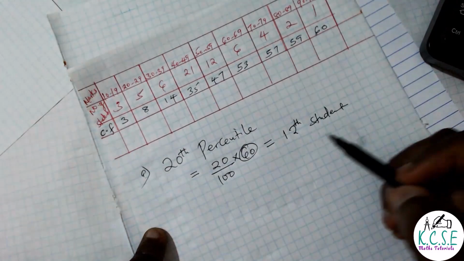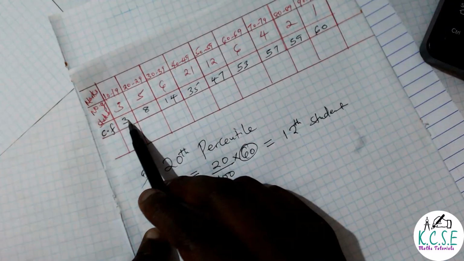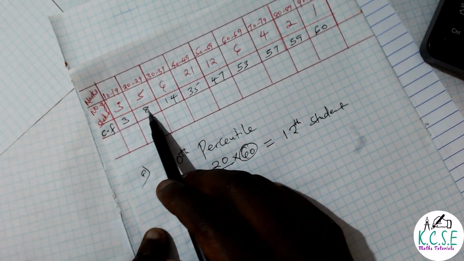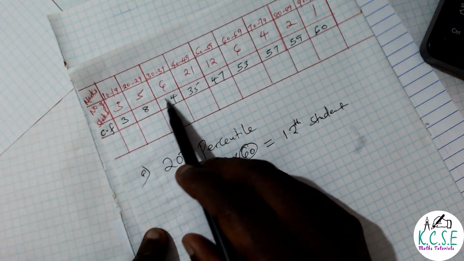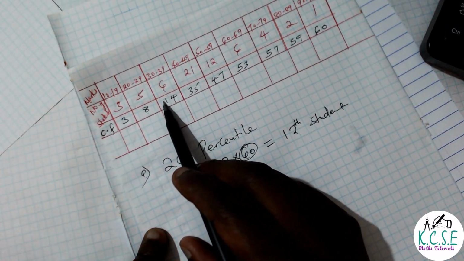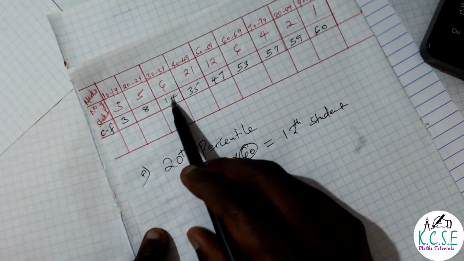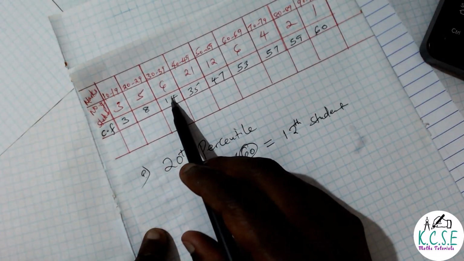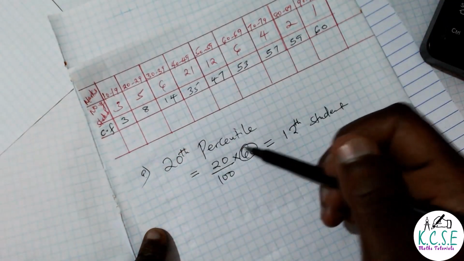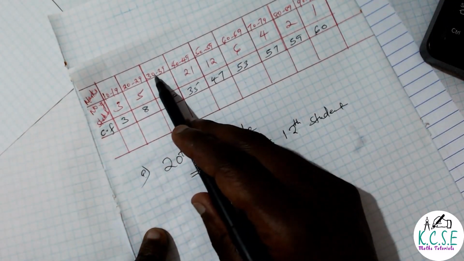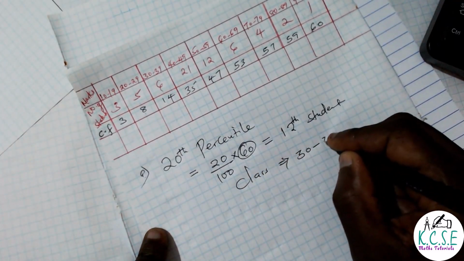So where do we have the 12th student? The 12th student will lie in this class. This is 3 up to that. These are up to the 8th student. Then all the way from the 9th student up to the 14th student will lie here. So 12 will be here. So the class where we are going to get the 12th student is 30 to 39. That is where the 20th percentile will be. So the class will therefore be 30 to 39.